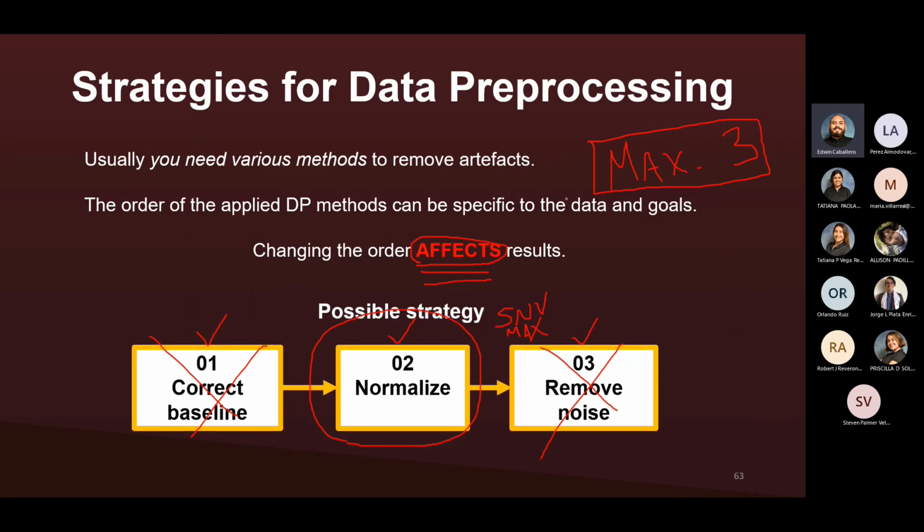Okay, so very importantly, strategies for data pre-processing. I use a maximum of 3 different data pre-processing methods for my data, and I place them in a specific order. You can play with it. You can place one, then the other, and see which one gives the better results. However, be very clear that the order does matter. It's really important and should be taken into consideration.